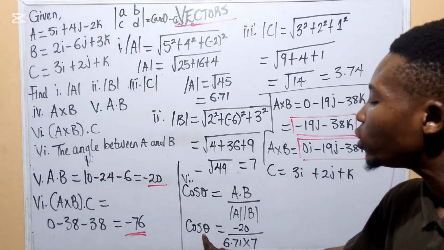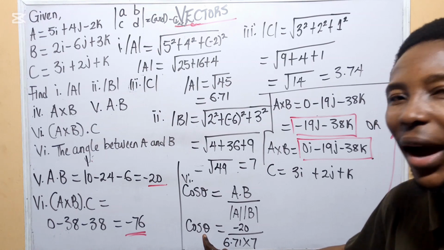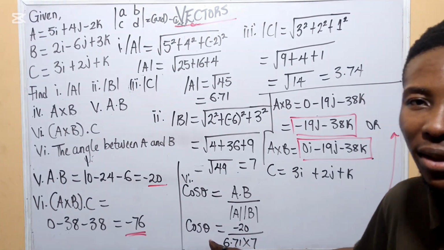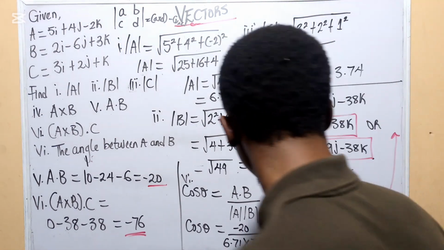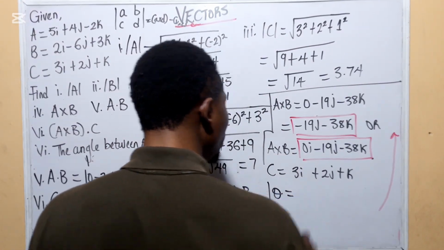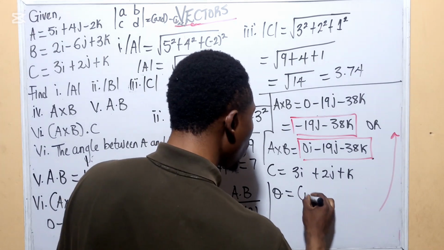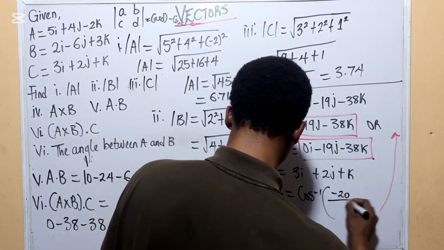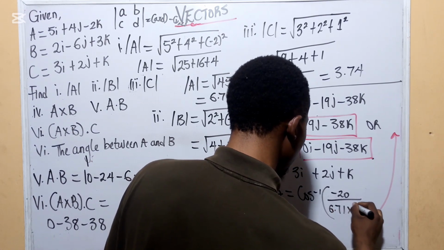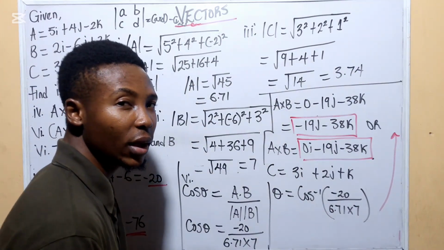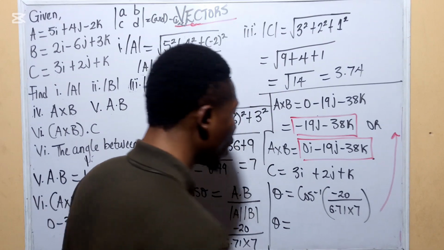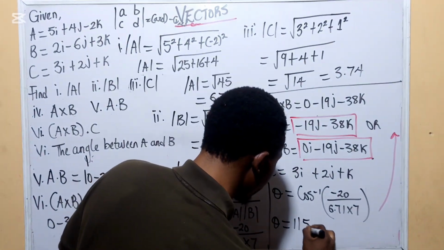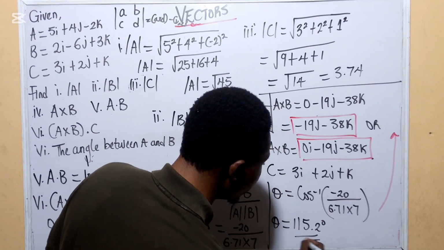So now, we have this here. Now, for us to get the angle, we have to get the cos inverse, which is the arc cos of the whole of this. What do I mean by that? I mean that to get theta, which is the angle between the vectors, becomes cos inverse of the whole of this, which is minus 20 over 6.71 multiplied by 7. Now, so theta is going to be equal to, when you find out the cos inverse of this, we're going to have 115.2 degrees, and this will be your answer.